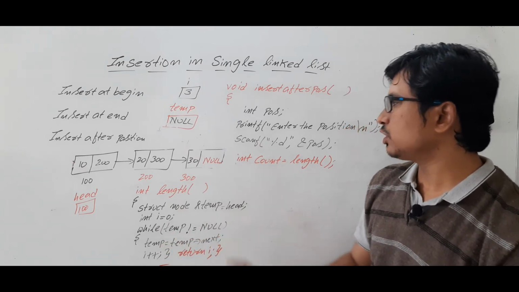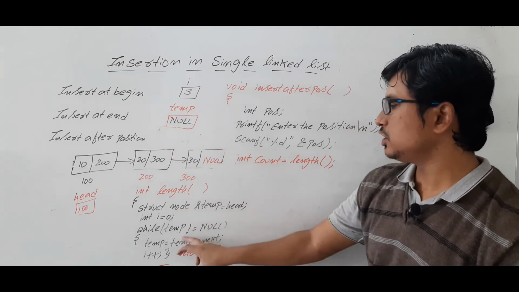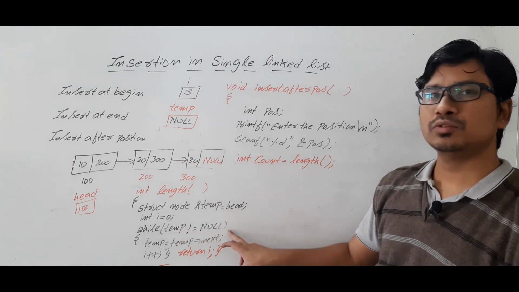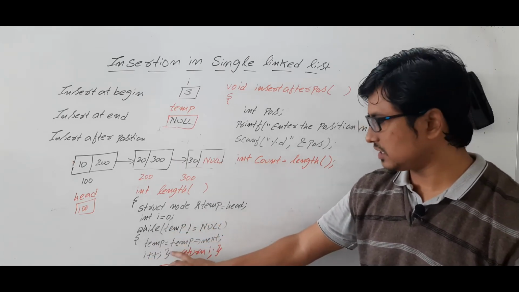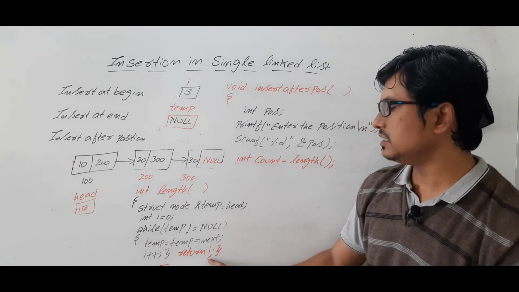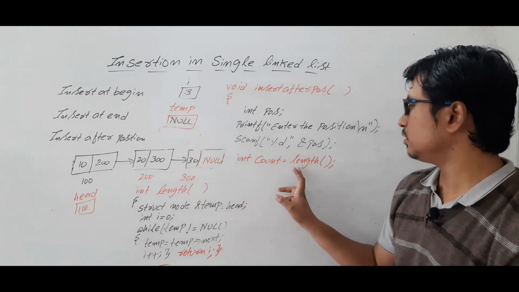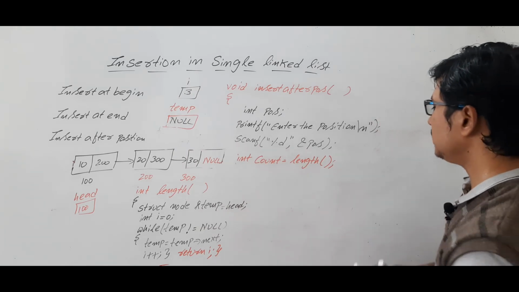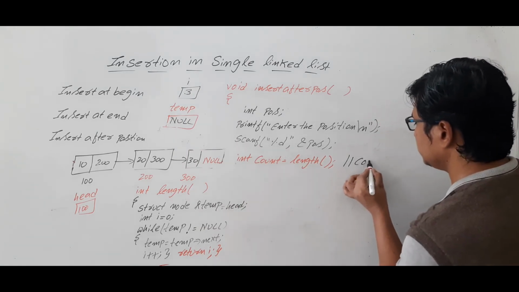Then temp not equal to null. Null is equal to null, but they are saying null not equal to null. So this condition is failed. If this condition is failed, it will come out from the while loop. After that, return i is there. Return i is nothing but it is returning the value 3. So now count is getting the value called 3.